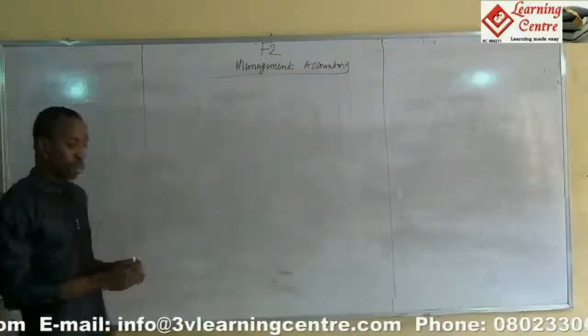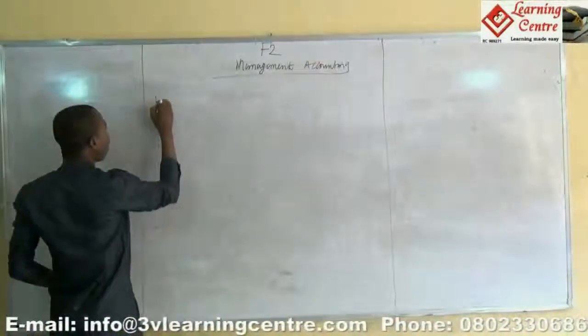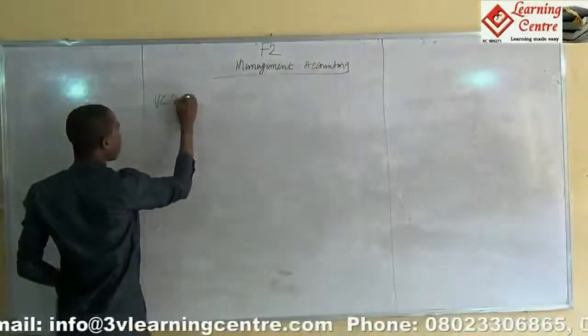I said the first thing we have to do is to calculate our variable cost per what?